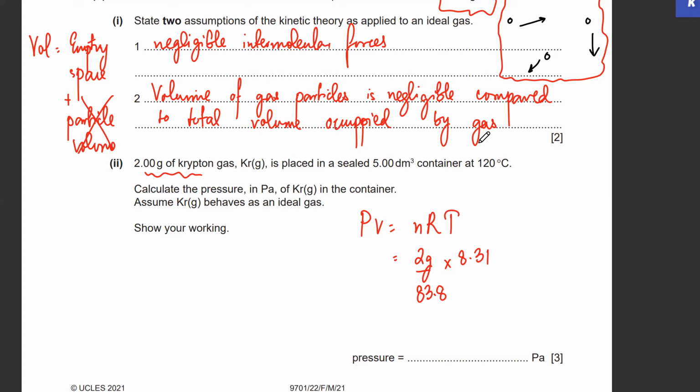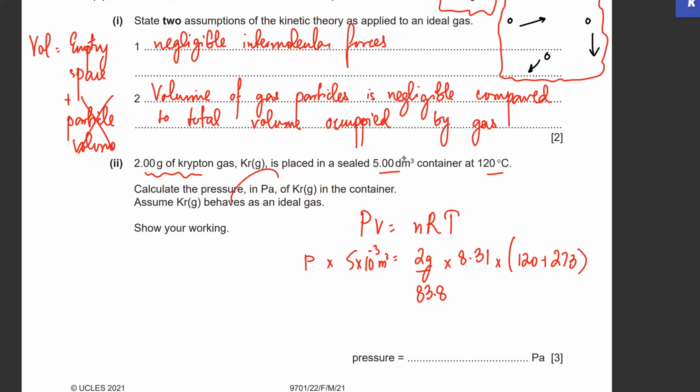Now this one, 8.31, the temperature is 120 degrees centigrade. The temperature has to be in kelvins, so you have to be careful about the units. It's 120 plus 273 in kelvins. So that's moles, R is the gas constant, T is the temperature. The container volume is 5 dm cube, but it should be in meter cube. To convert dm cube into meter cube, divide by 1000. So it's got to be meter cube, and then you'll be able to figure out the pressure.